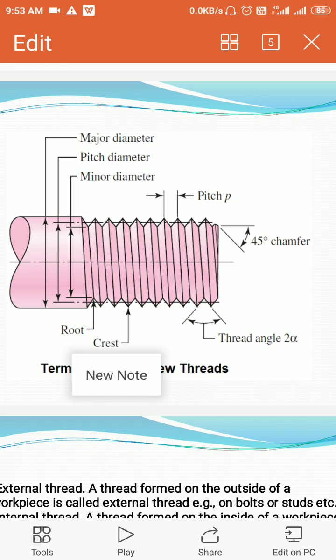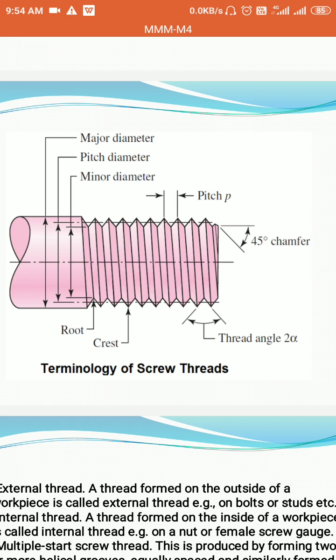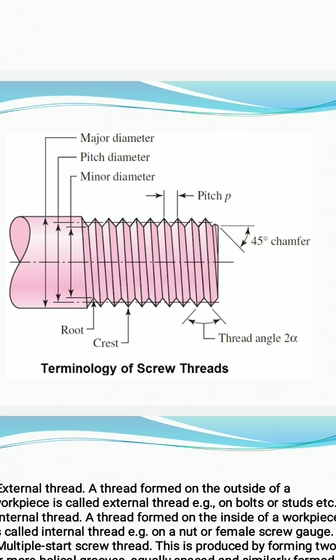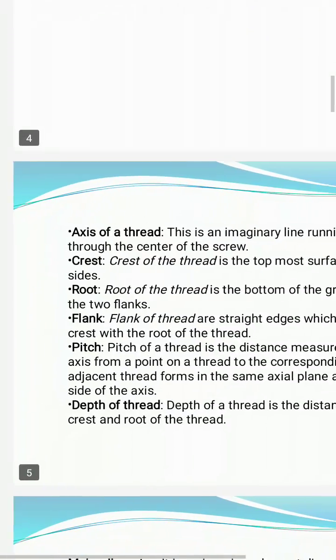Correct? What is a flank? The surface of a thread is called a flank. Between two flanks the angle is there. This angle is called 2 alpha or thread angle. The angle between two flanks of a square thread is called thread angle. Next, what is pitch? Pitch is the distance between two consecutive threads. It is shown in the diagram. Correct? On the screen I have defined all these terms.